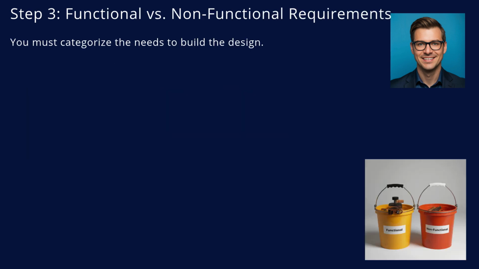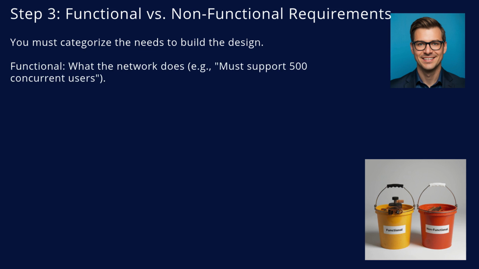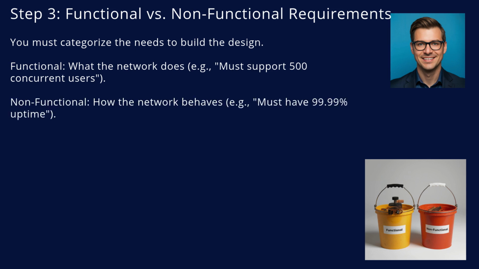Step 3 is collating these needs into categories. We split them into functional and non-functional requirements. Functional requirements describe what the network does. For example, the Wi-Fi must support 500 concurrent users, or the VPN must allow remote access for the sales team. Non-functional requirements describe how the network behaves. This includes things like availability. It must be up 99.99% of the time, performance, latency must be under 20 ms, and security.